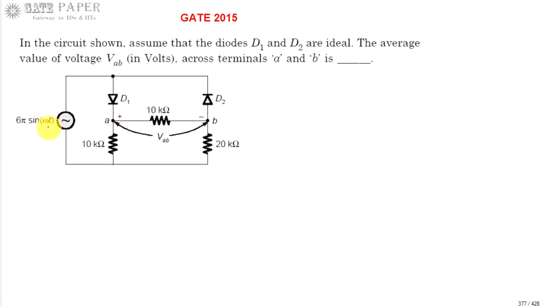The input signal is 6 pi sin omega t. D1, D2 are shown in this way. Let us first assume we are going with the positive half cycle. During the positive half cycle, the terminals are positive and negative, and all the voltages are going to be positive only, so this node is going to be more positive than this side.